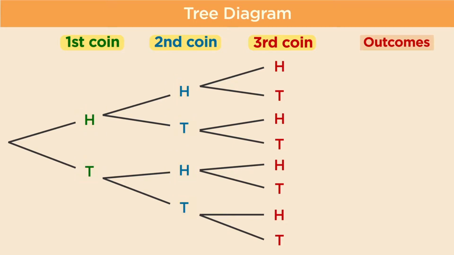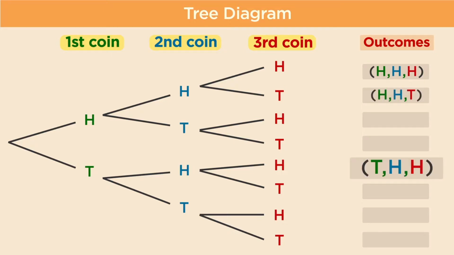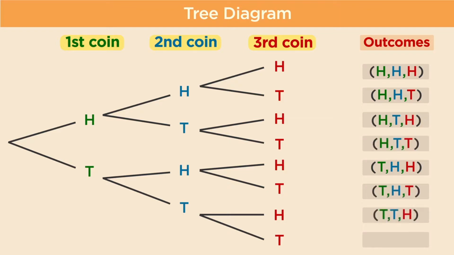So how many outcomes do we have altogether? We may get a head from the first coin, a head from the second coin, and a head from the third coin. We may get a head from the first coin, a head from the second coin, and a tail from the third coin. How about this outcome? Yes, it's a tail from the first coin, heads from the second and the third coin. Similarly, we can write down all other outcomes in this way. We can always use a tree diagram like this to represent an experiment involving two or more stages.